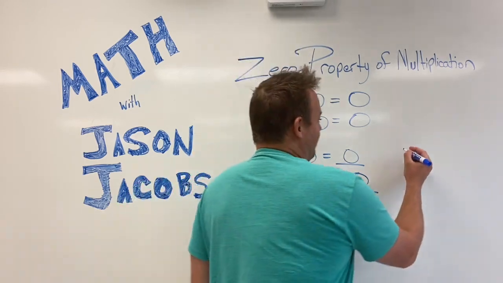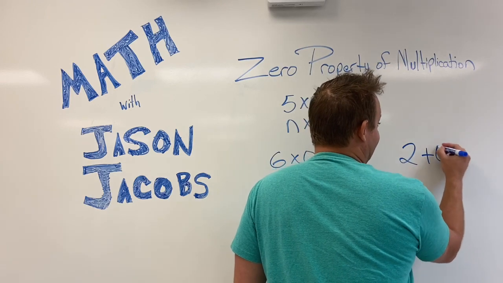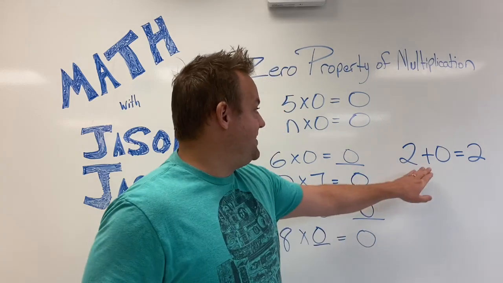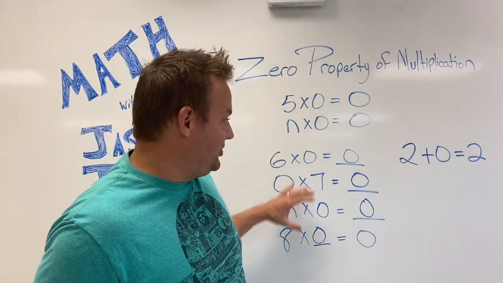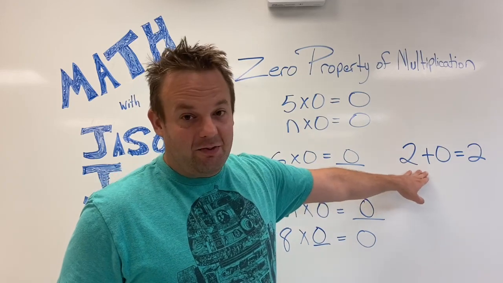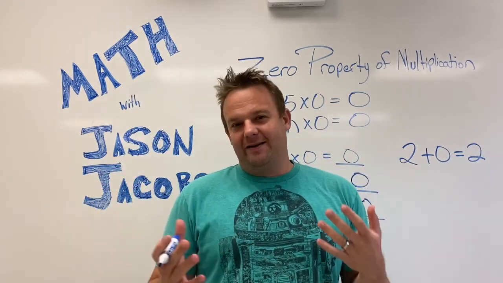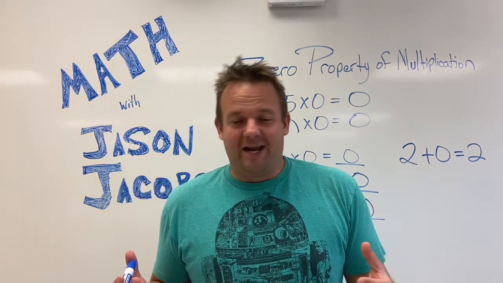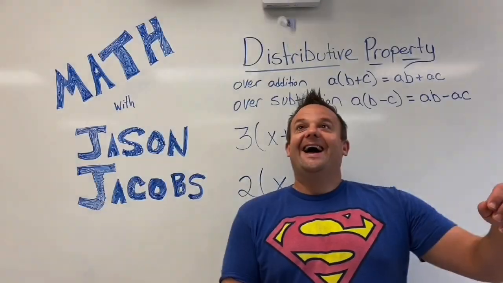The identity property of addition says any number, let's say 2 plus 0 equals 2. That's the identity property of addition, but this is the 0 property of multiplication. So this one's the identity property of addition, and this one's the 0 property of multiplication. Some people get confused on that, but hey, not you now. And this was the 0 property of multiplication.